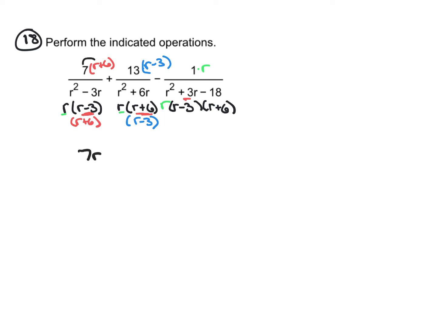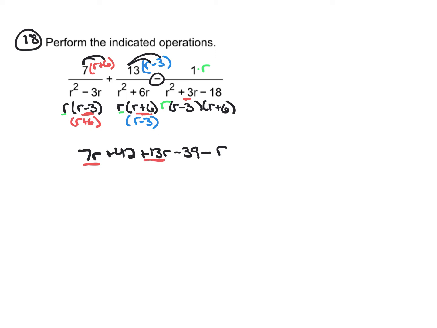So 7r plus 42 plus 13r minus 39 minus 1r, or minus r, is my top. Okay, I'm just going to simplify this before I write the bottom in.